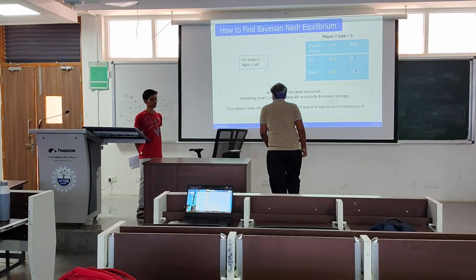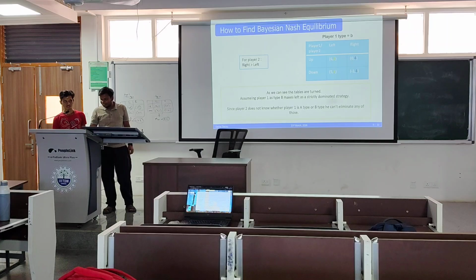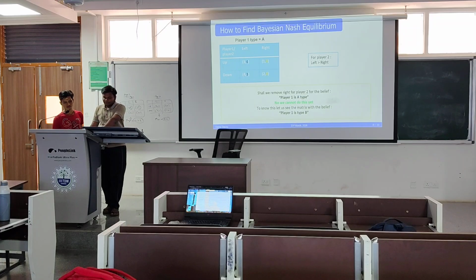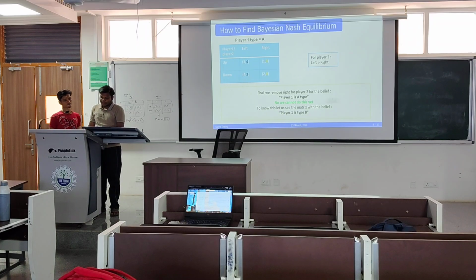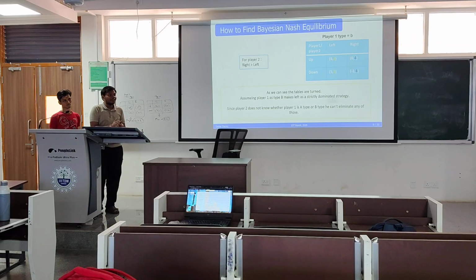Based on that, for each type he will be assuming some probability. He's choosing probability P for one type and 1 minus P for the other type. If he assumes that player 1 was A type, left was his best move. But player 2 cannot remove right yet. Why? Because if it turns out that player 1 was B type, then right will be his best move. So what to do? He cannot eliminate any of the strategies.